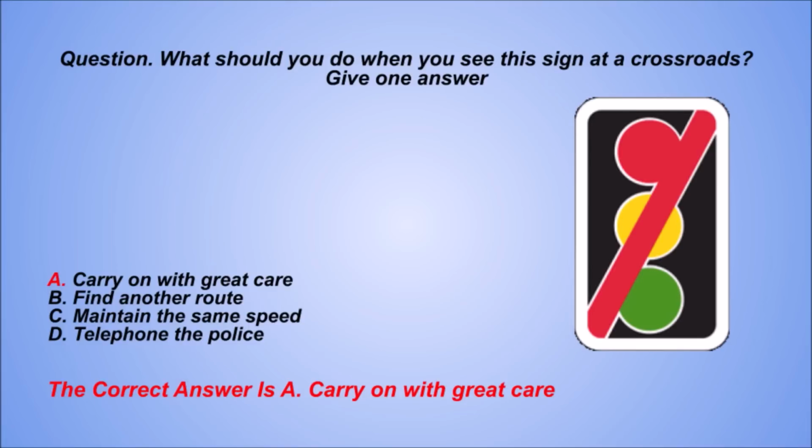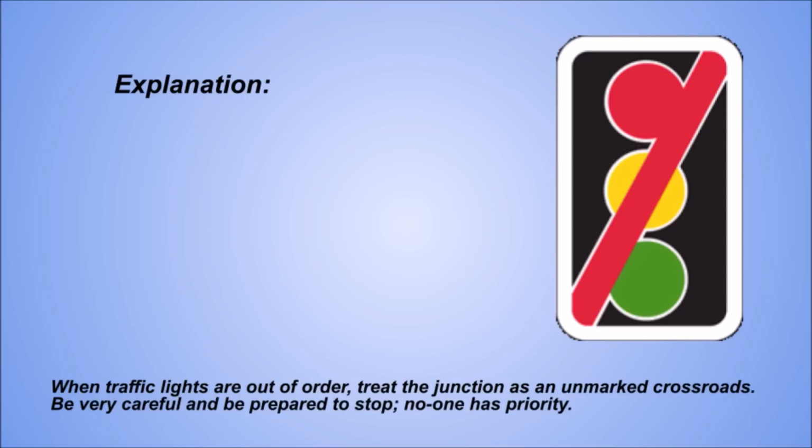Carry on with great care. Explanation: when traffic lights are out of order, treat the junction as an unmarked crossroads. Be very careful and be prepared to stop, no one has priority.